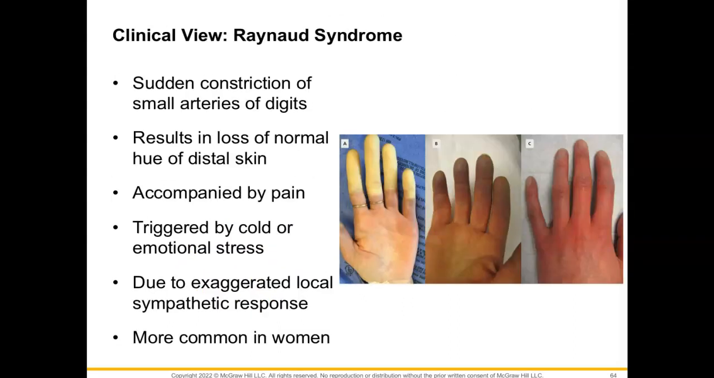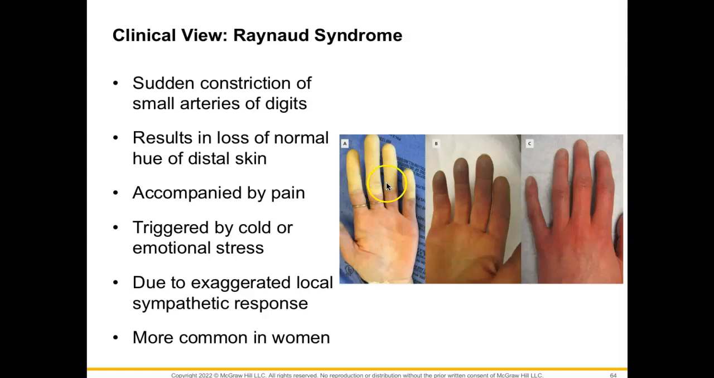Now for a clinical view on Raynaud's syndrome. This can be caused if somebody is exposed to cold, stress, or has changes in their relative temperature. All of a sudden we have constriction of small arteries to the digits, which results in loss of normal hue of the distal skin that you could see pictured over here. We have that white pigmentation due to lack of blood flow. When someone is suffering from this, they have a hard time circulating their blood through their vessels and it doesn't get back to the heart properly, and this can be due to an exaggerated local sympathetic response within your body.